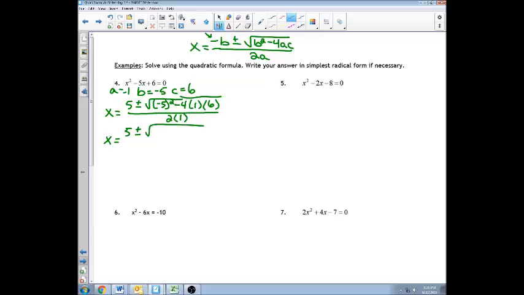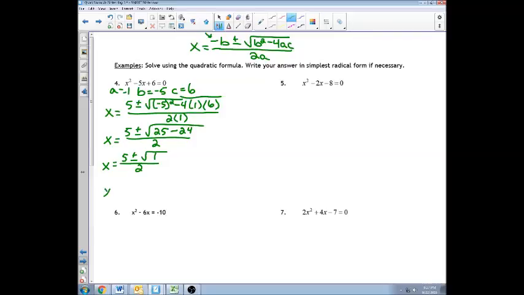What we're going to do from here is solve underneath our square root. So what is negative 5 squared? That would be 25. What is negative 4 times 1 times 6? That would be negative 24. All over, what is 2 times 1? Well, that's 2. So we can keep moving. So it'd be 5 plus or minus the square root of 1 over 2.